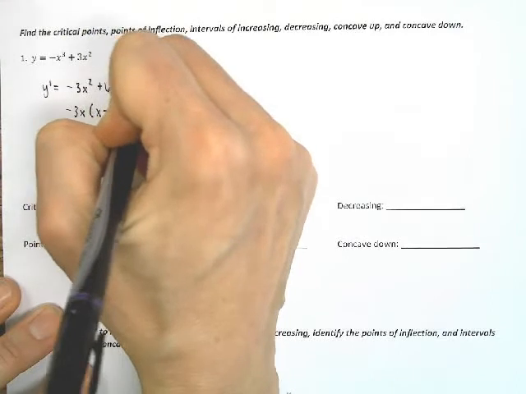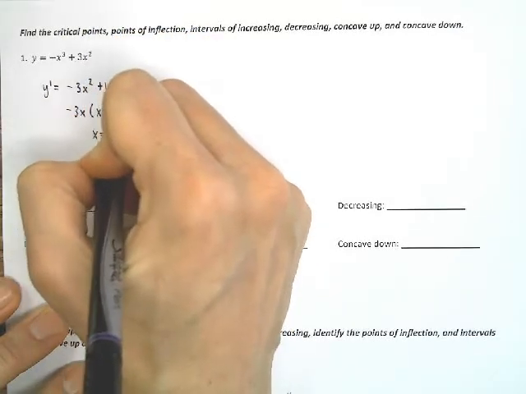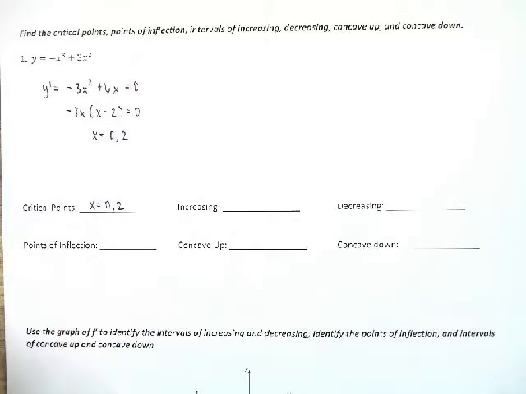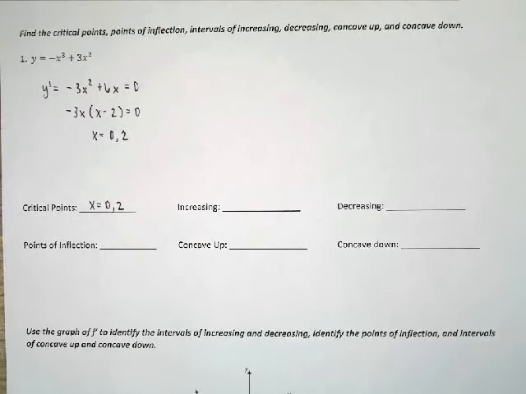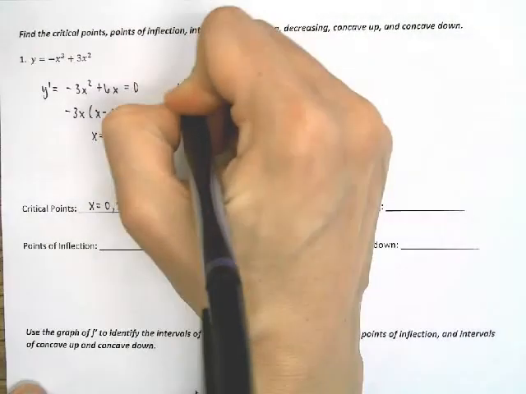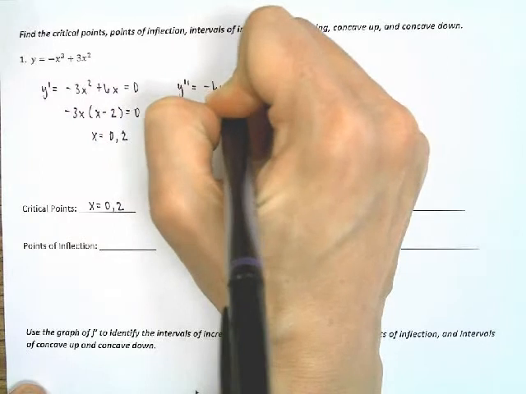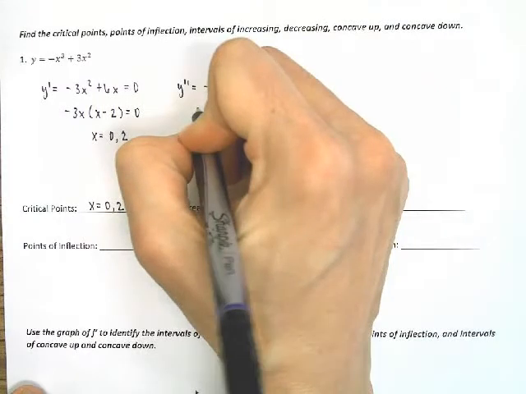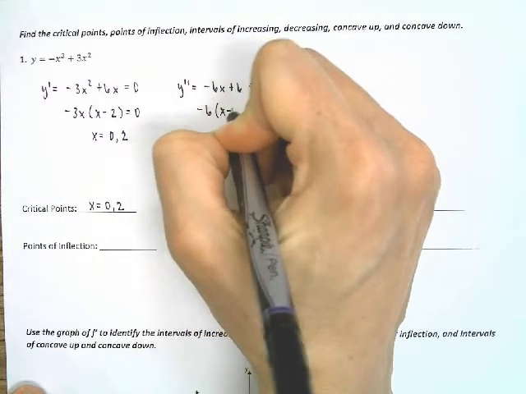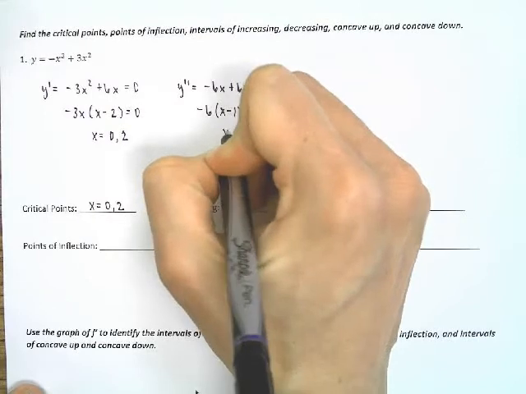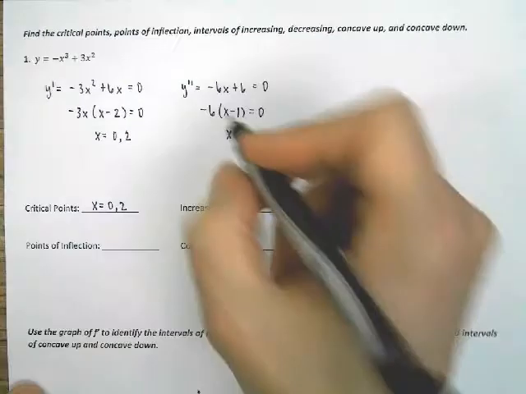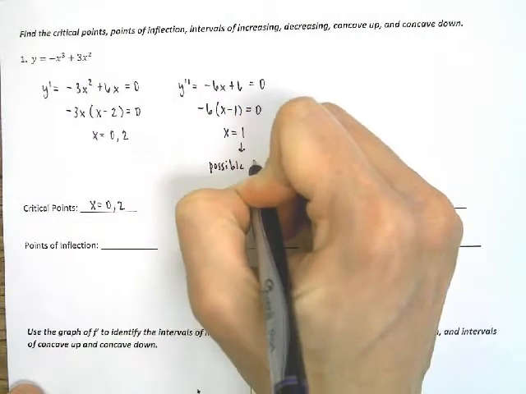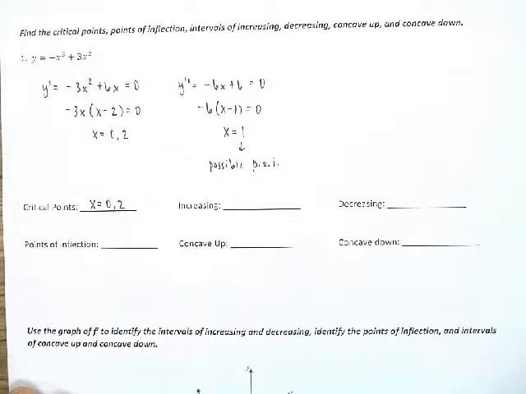Now I'm going to go ahead and find my second derivative. So negative 6x plus 6. Again, I'm going to find where that's equal to 0. So if I factor out a negative 6, I have x minus 1. And so now I have x equals 1, but I'm going to make myself a note here. At this point, that's just a possible point of inflection. I haven't verified that the second derivative actually changes sign there, so I don't want to include it yet as a point of inflection. So let's go ahead and build our table here.